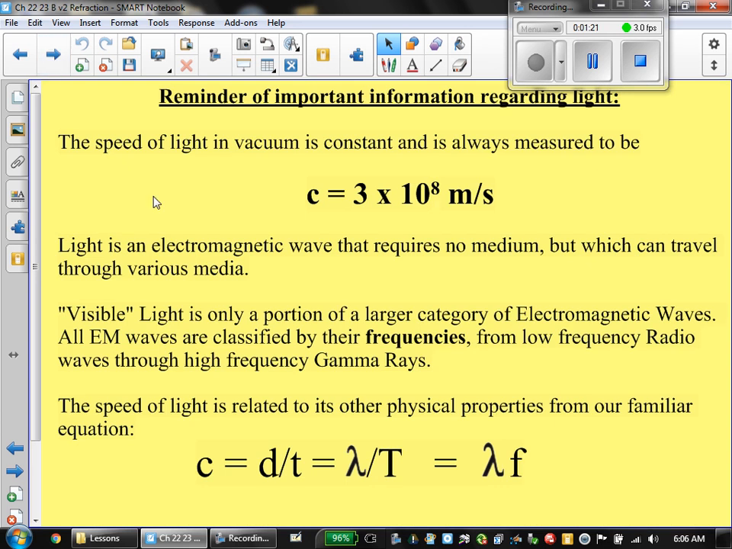Now, some information we talked about before. This is very important. We're going to use this a lot in this unit. The speed of light, again, is 3 times 10 to the 8 meters per second. That's something you should jot down. That's a quantity we need to know.